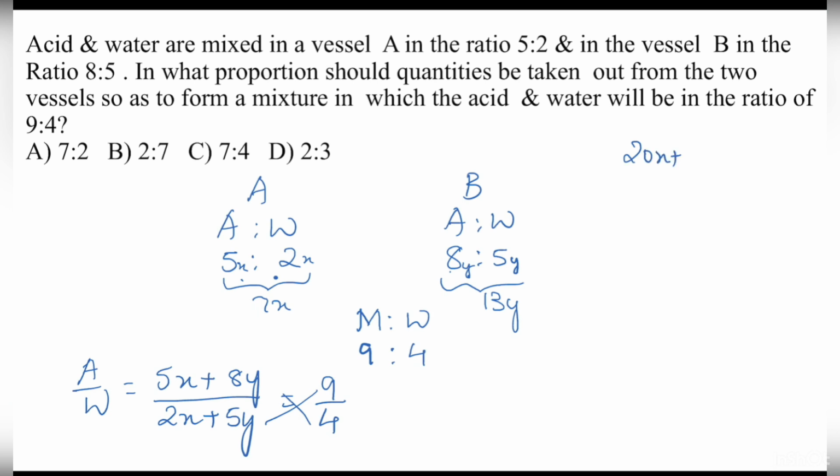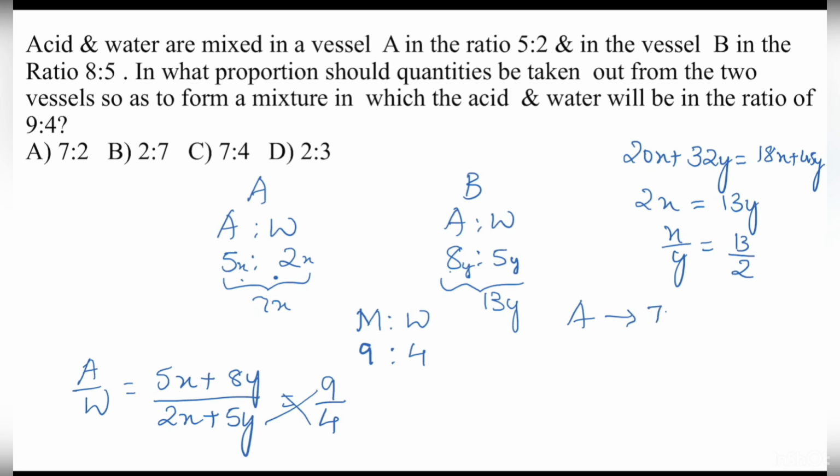Okay, so cross multiply, it will be 20x plus 32y is equal to 18x plus 45y. So, x one term. So, 20 minus 18 will be 2x, which is equal to 45 minus 32 will be 13y. Therefore, x by y I got it as 13/2. Okay. Then, in A container we know it is 7x total.